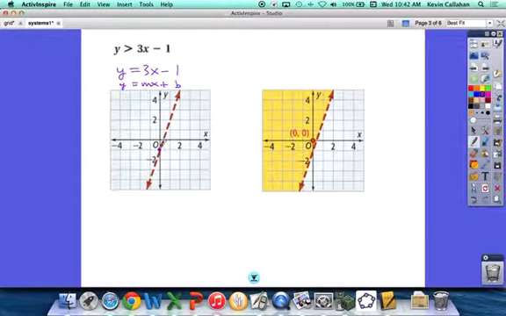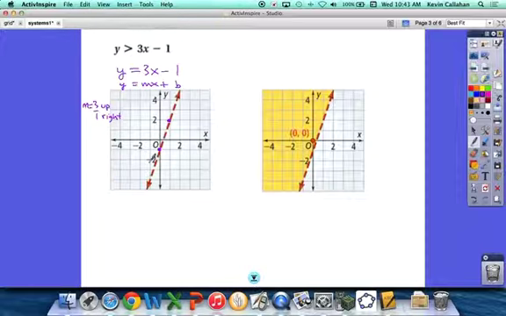So they have the y-intercept of -1, and then they use the slope of 3 to find another point on the line. If the slope is 3, that's like 3 over 1, which means go up 3 and right 1. Up 3, right 1. There's another point on the line. Let's draw the line. Now, in this case, because this inequality was greater than and not greater than or equal to, you use a dashed line. It means that the line itself is not part of the solution.